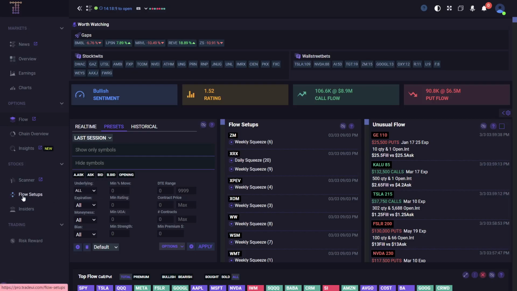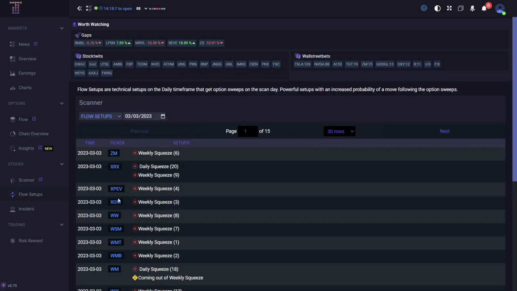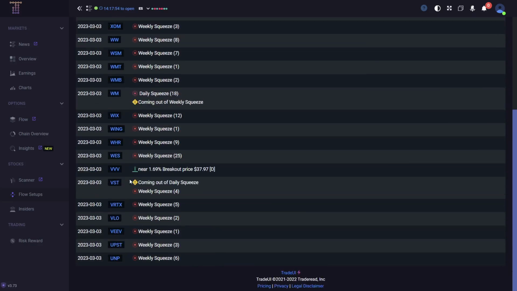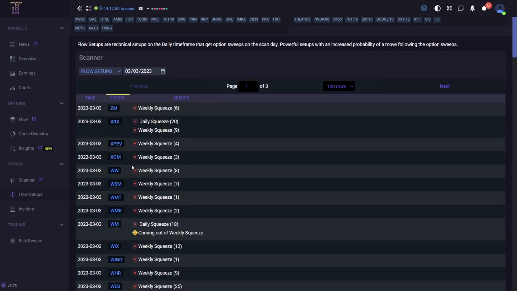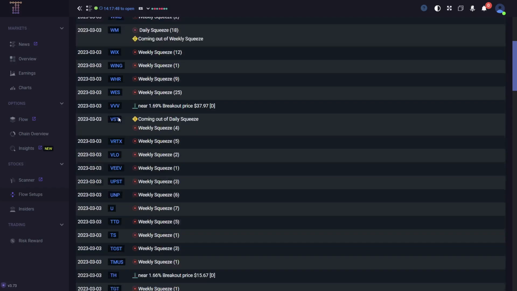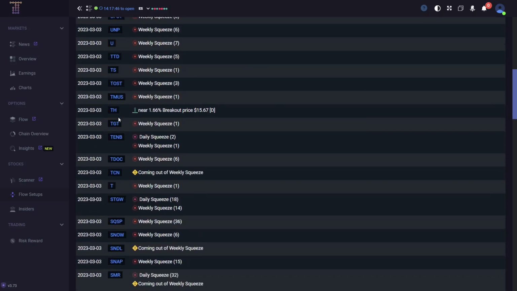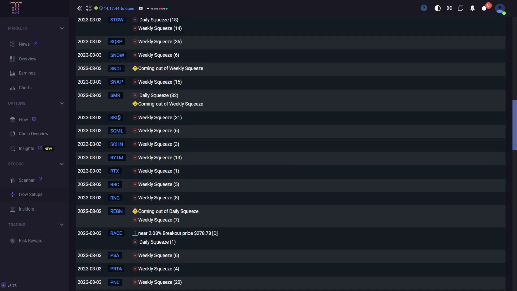You can go over to flow setups. Flow setups shows you when stocks are squeezing, basically bouncing between a certain small, tight price range. It'll show you consolidation patterns, and it'll show you when they're starting to break out. I want to look for something that's in a consolidation pattern, so I'm going to set my rows to about 100 so I can see everything that's coming up, and find something that's actually consolidating.